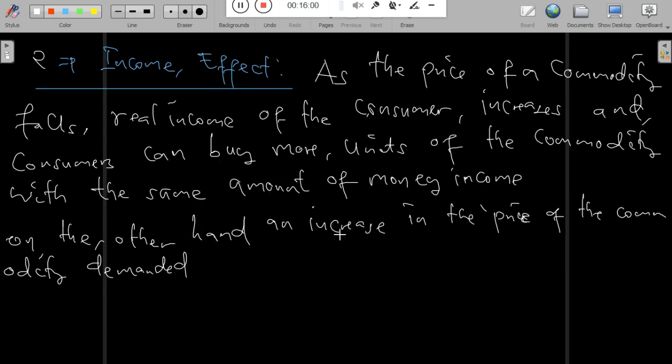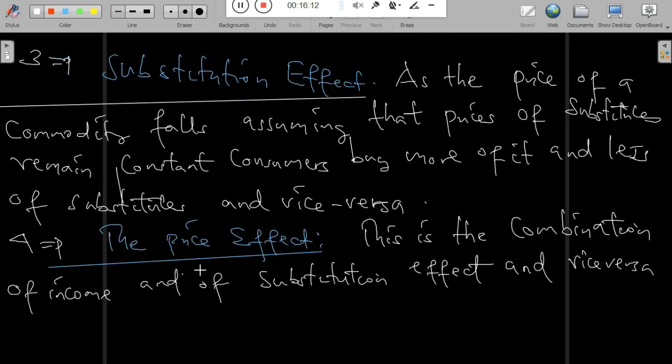Another factor showing why the demand curve has a negative slope is the income effect. As the price of a commodity falls, the real income of the consumer increases, and the consumer can now buy more units of the commodity with the same amount of money income. But also the substitution effect. As the price of a commodity falls, assuming the price of the substitute remains constant, consumers buy more and more of it and less of the substitute, and vice versa.